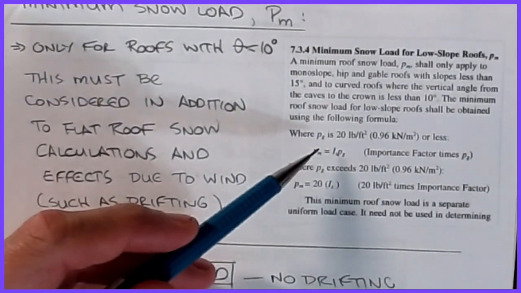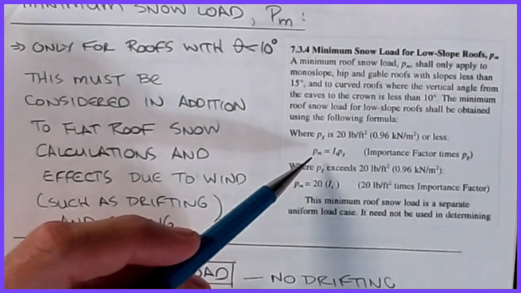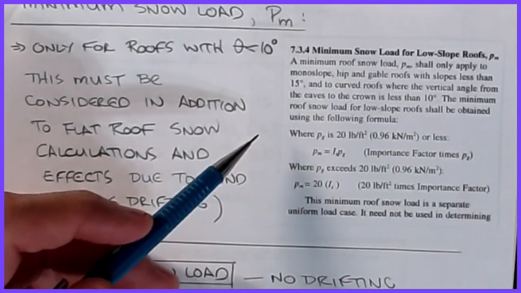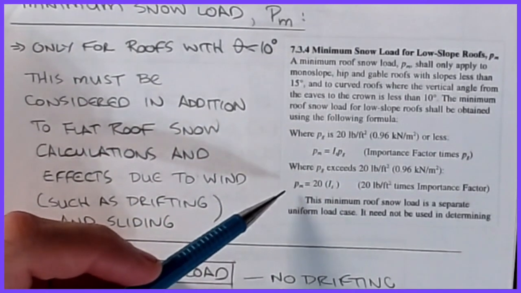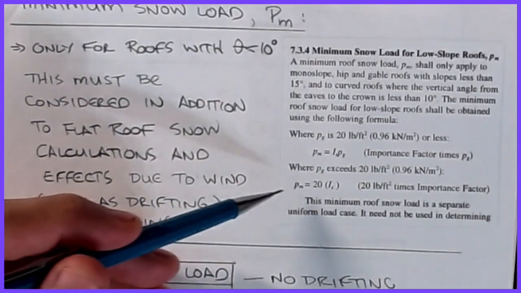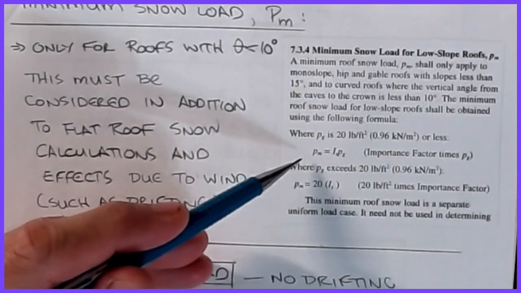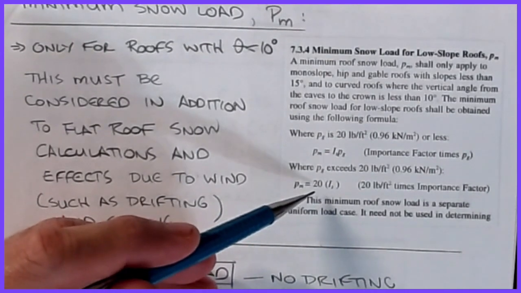Where the PG is 20 pounds per square foot or less, the minimum snow load is taken as the importance factor for snow multiplied by PG. And where PG exceeds 20 pounds per foot squared, it's 20 times the importance factor. So that's the minimum. For those higher snow load regions, this will never control. It will be the snow as you calculated.